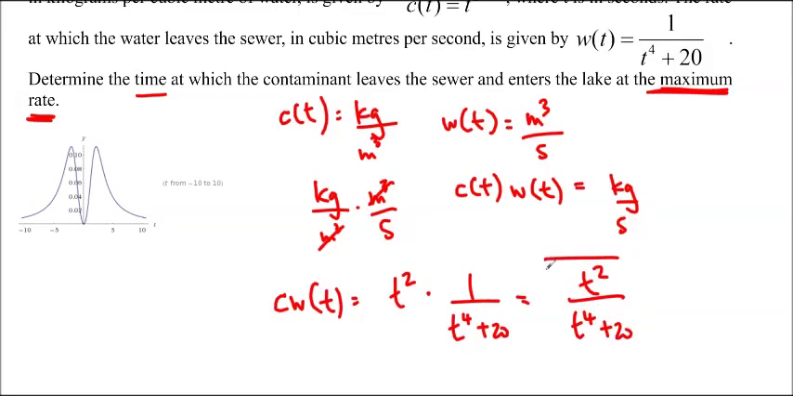Now we might have a very difficult time finding this. The maximum rate is going to be where we do hit a maximum. We can use the instantaneous rate of change to find where it is 0, and that will give us maximums and minimums. However, this is a very complicated one, so I just drew the graph for you. We would want to just type this into our graphing calculator, and actually we're going to do that in class, and use the graphing calculator to find the maximum, which ends up being at 0.11. So the time at which the contaminant leaves the sewer and enters the lake at the maximum rate is at 2 seconds.